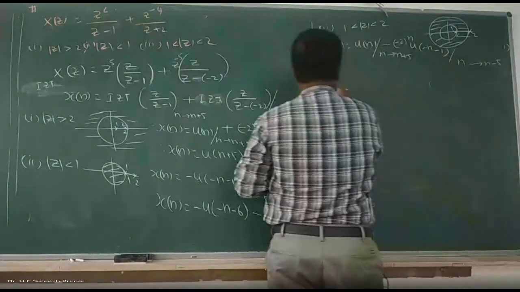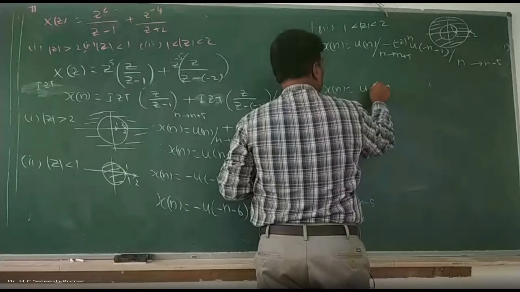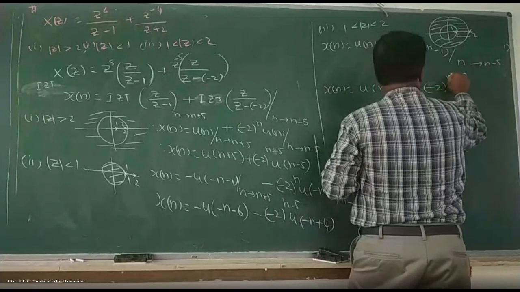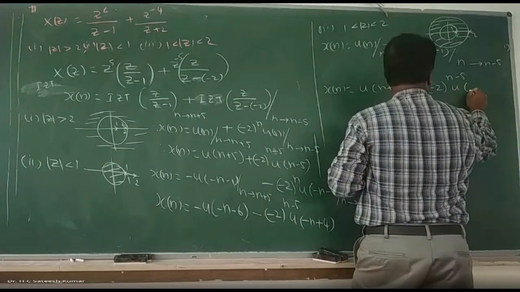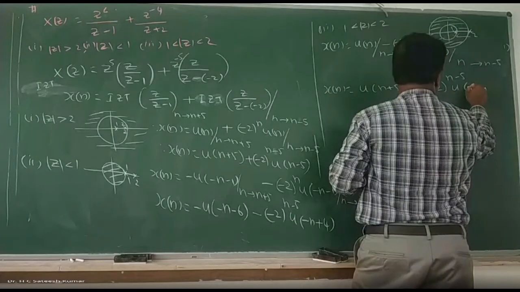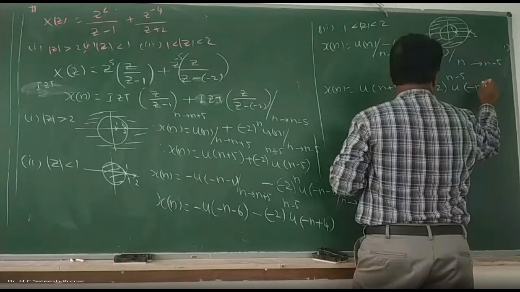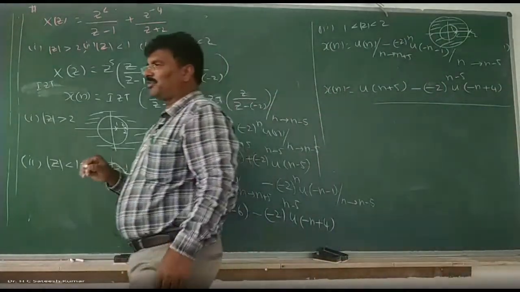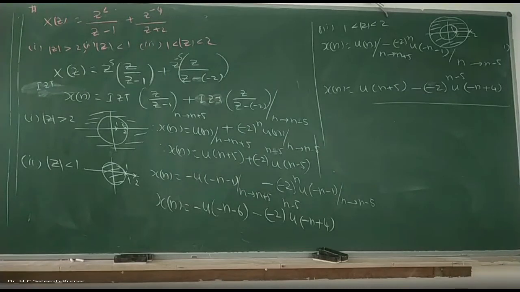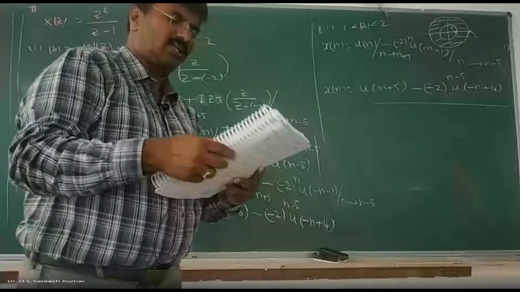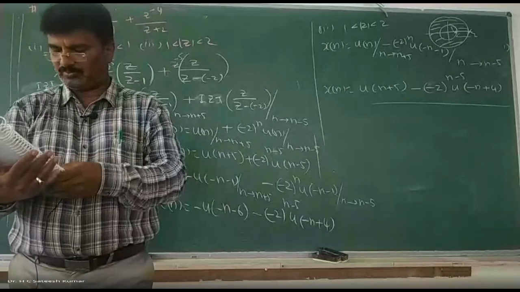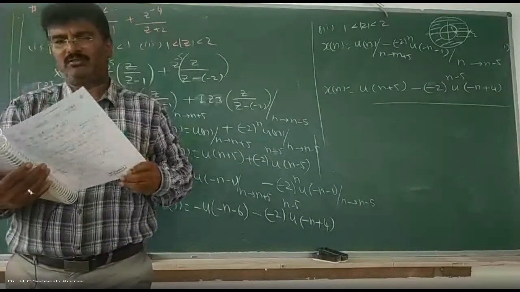That remains the same. Therefore, x of n is equal to u of n plus 5 minus 2 to the power of n minus 5 into u of, replacing n by n minus 5, minus n plus 5 minus 1, which is plus 4. That's how we should do it. This is the inverse transformation using properties. Somewhere he had asked one problem long back, but just for curiosity's sake, we have seen this kind of question in some competitive examinations also. So that's how we can do it.